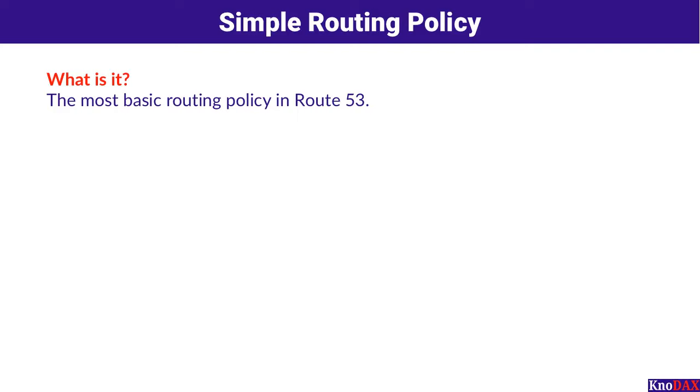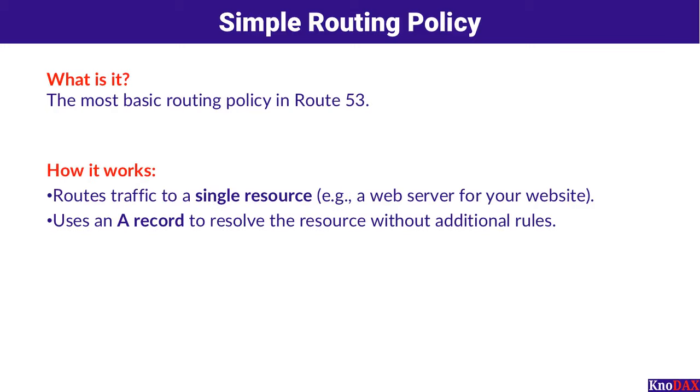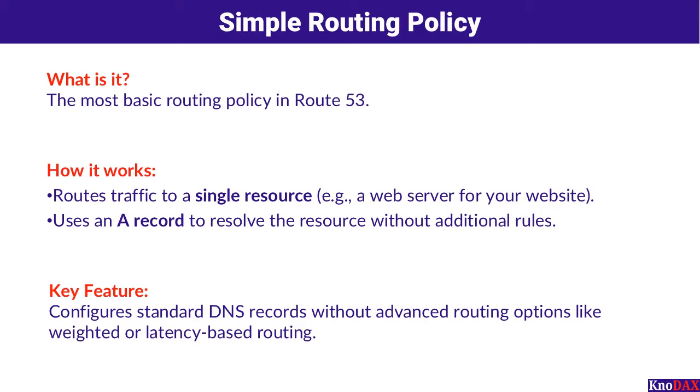Let's take a look at the Route 53 simple routing policy. This is the most basic routing policy in Route 53. It's designed to route traffic to a single resource, such as a web server hosting your website. With simple routing, you typically use an A record to resolve the resource without applying any advanced rules or configurations. It's important to note that this policy does not include advanced features like weighted or latency-based routing. Instead, it provides a straightforward way to configure standard DNS records for simple use cases.